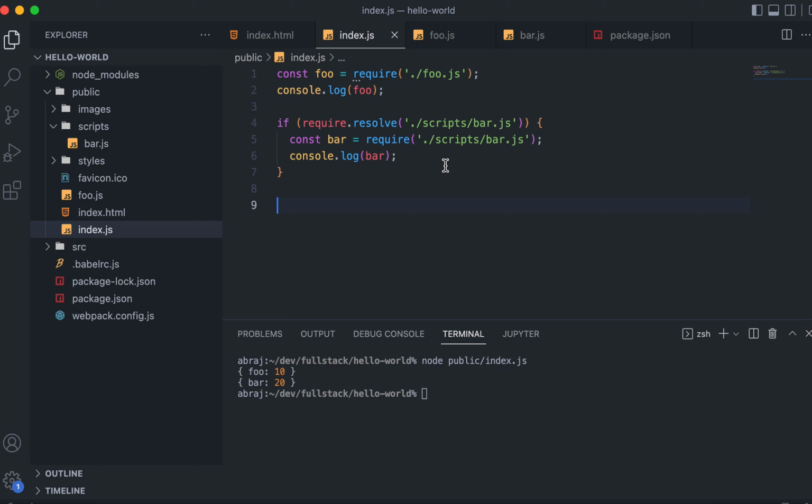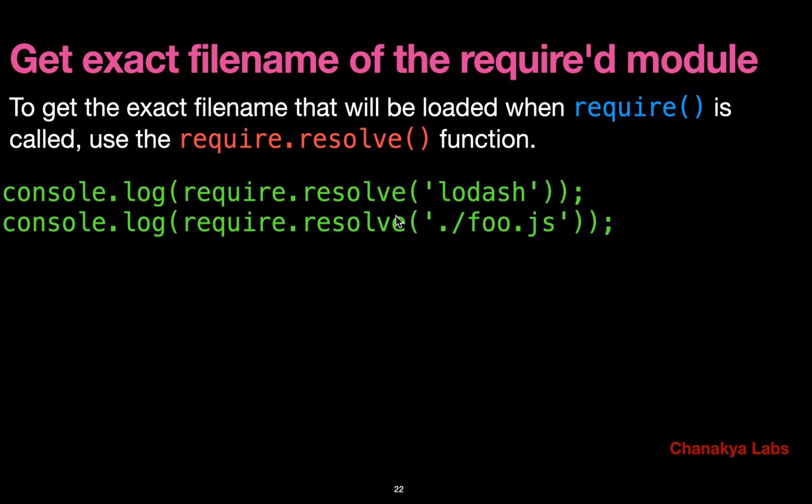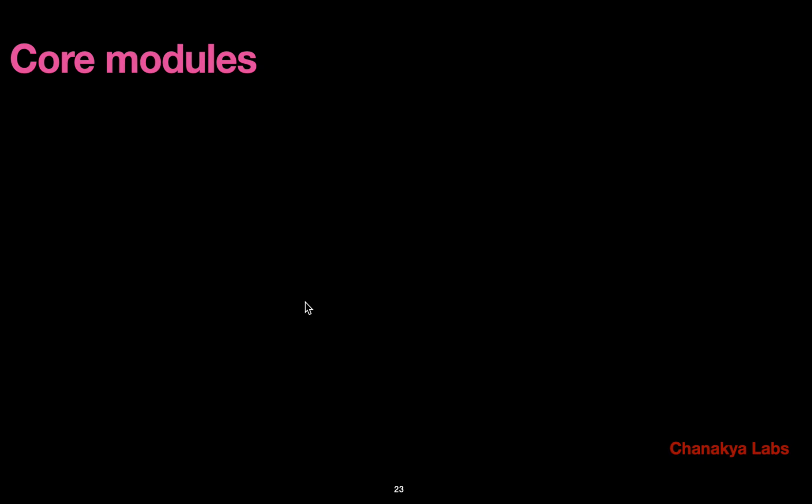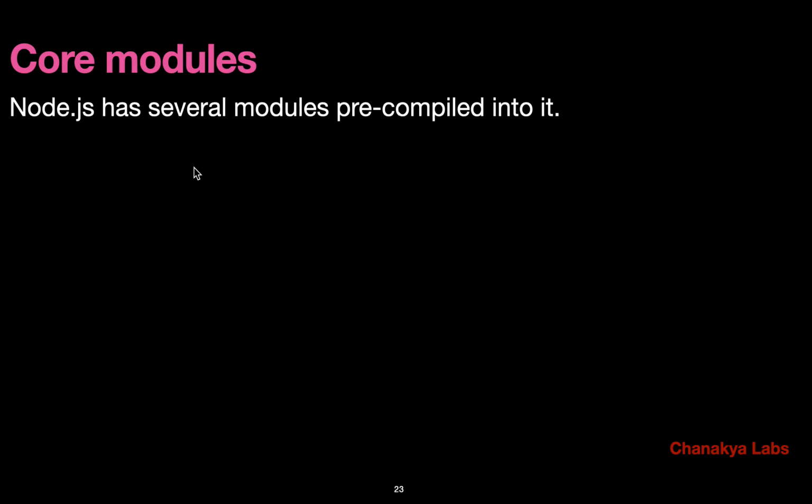So it depends how you are using it, but the point is that if you want to get the whole file path of the required thing, then this is used. Apart from that, there are several core modules which are pre-bundled with Node.js. What do I mean by that? Which means that there are some packages.